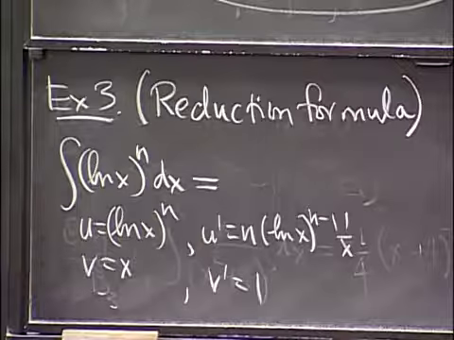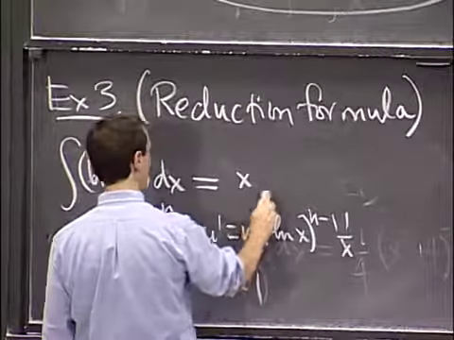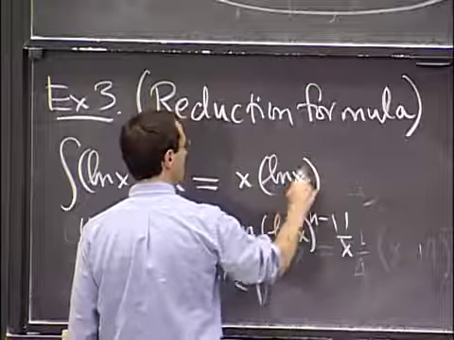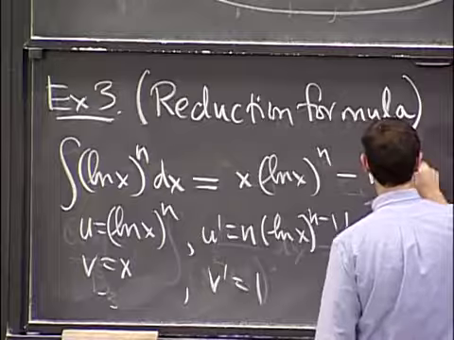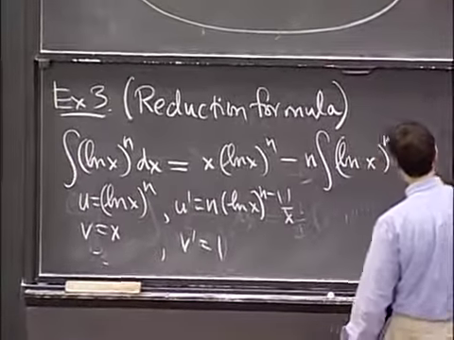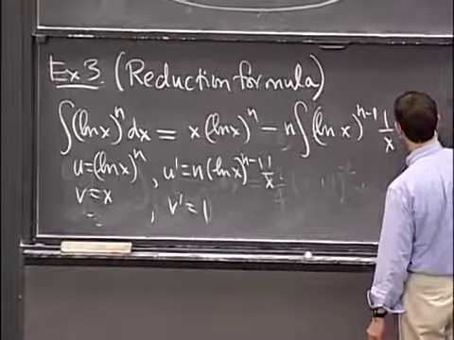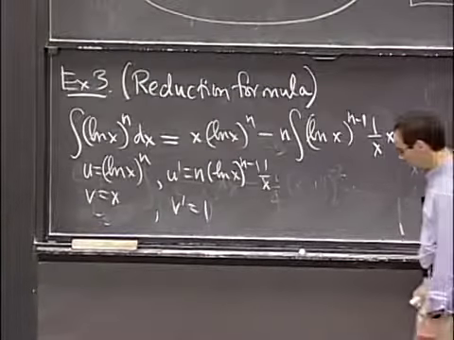And so the setup is similar. We have here x times log x to the nth power minus the integral, and there's n times log x to the n minus 1, and then there's a 1 over x and an x which cancel. All right?